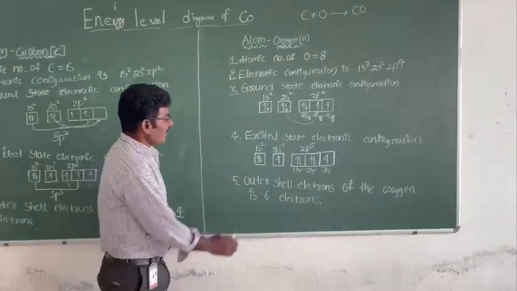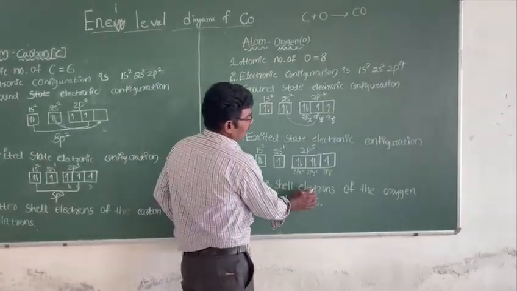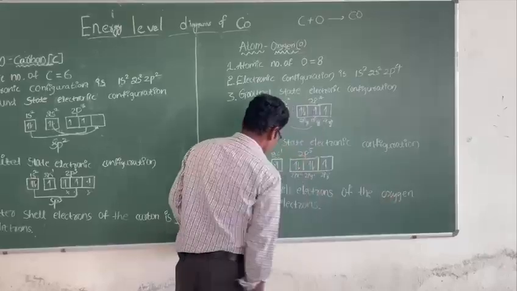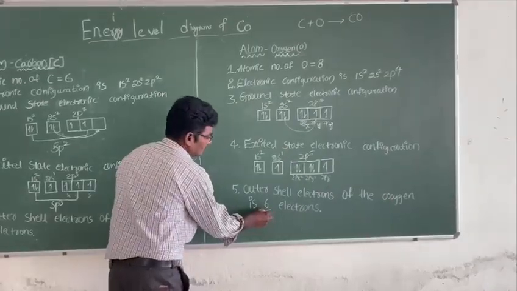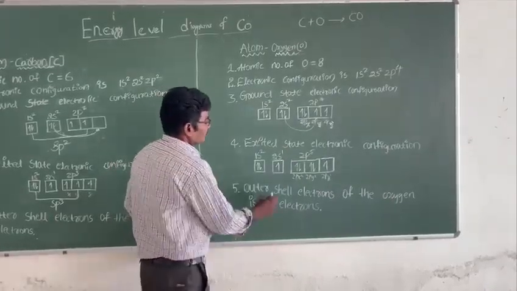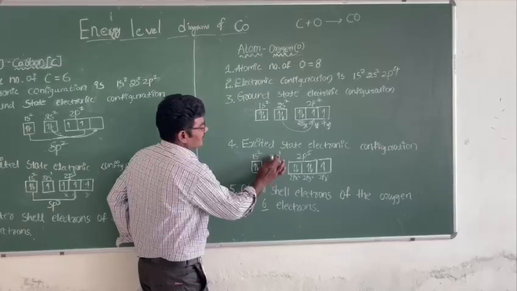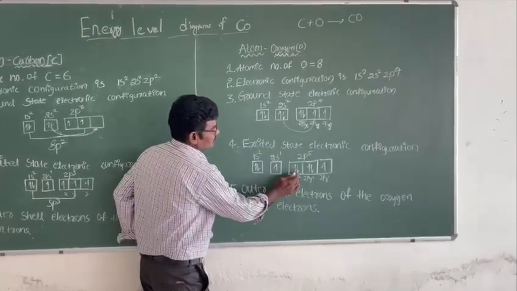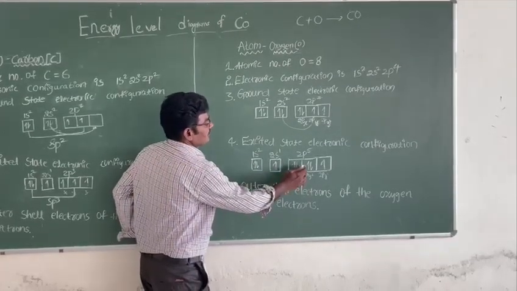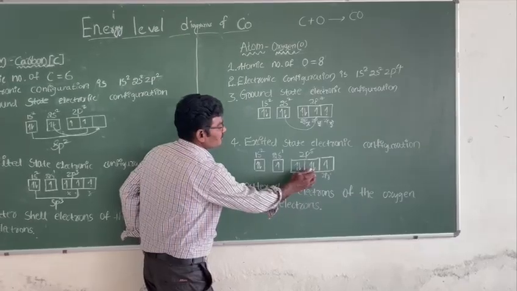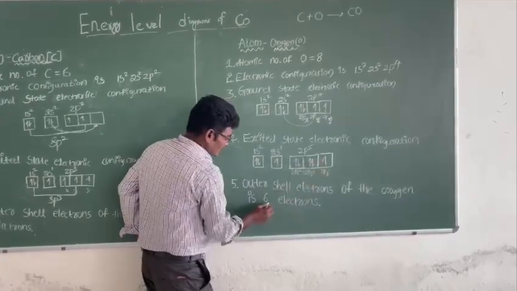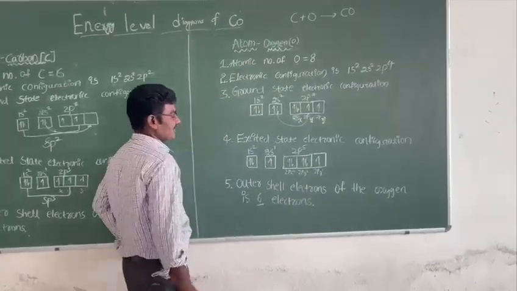Next are the outer shell electrons of oxygen. How many? 6 electrons. How? 1 plus 2 electrons is 3, 3 plus 2 electrons is 5, 5 plus 1 is 6. That is the number of outer shell electrons.